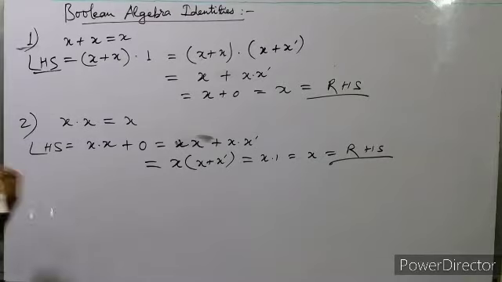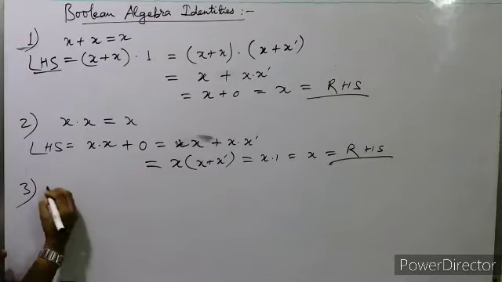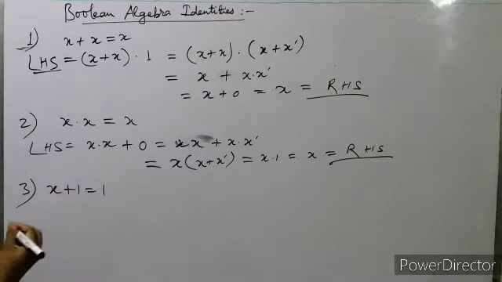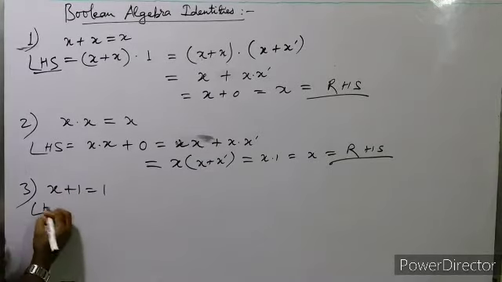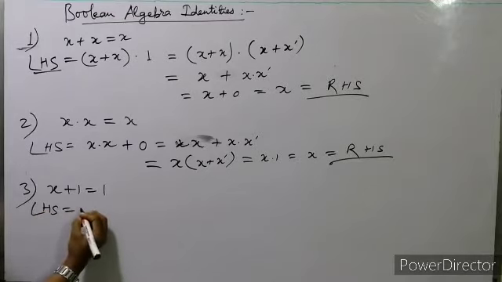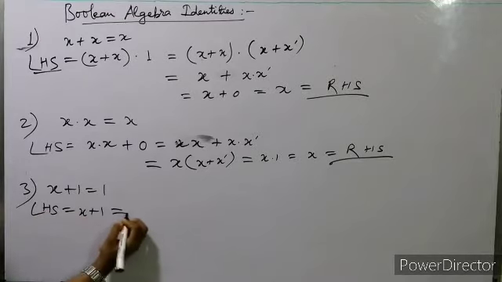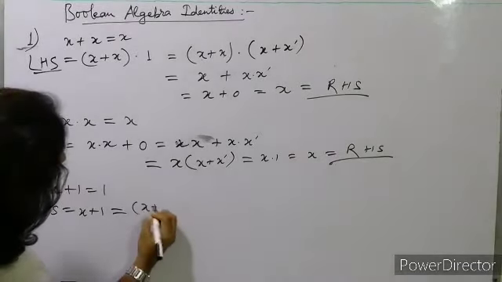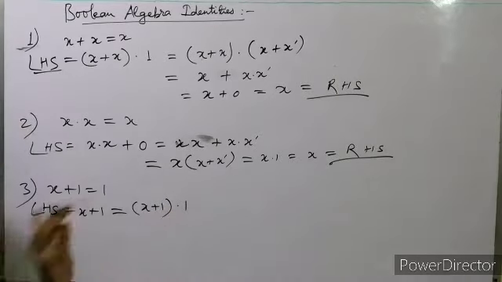The third theorem is x plus 1 is equal to 1. How is x plus 1 equal to 1? So we'll prove it here. LHS is equal to x plus 1. So what will we do with 1? Can we write it like this, x plus 1 into 1, there will be no change.